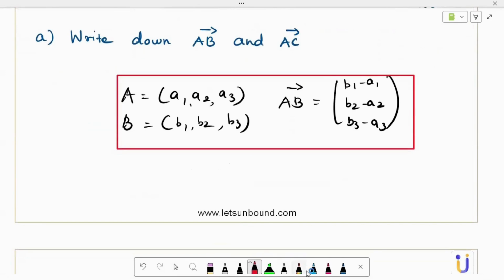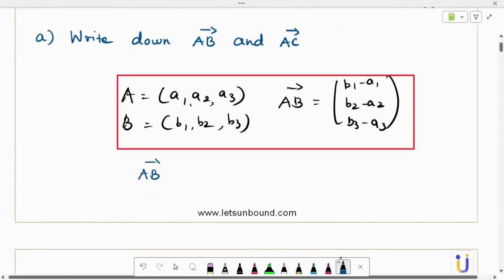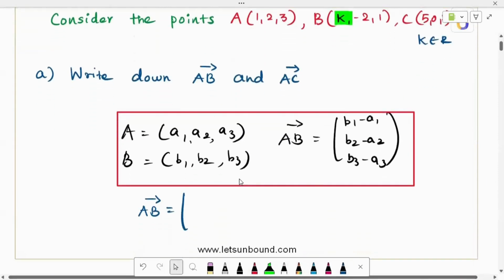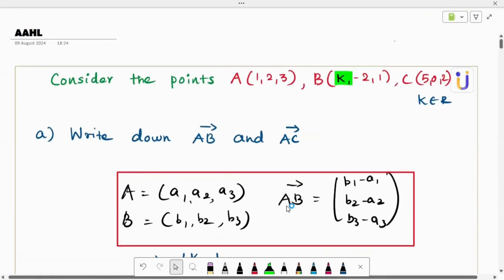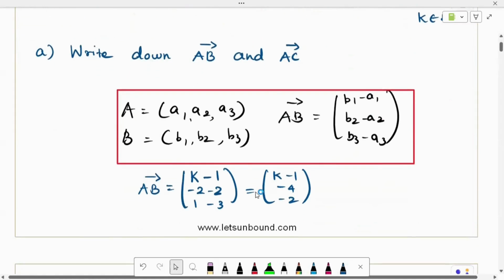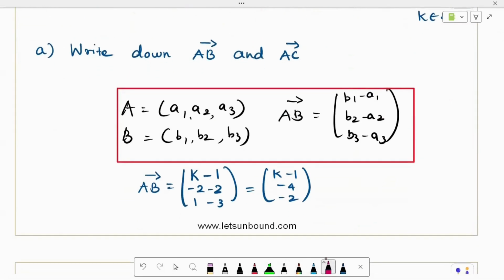We are going to do AB, it's going to be K minus 1. So from B, then minus 1. Then minus 2, minus 2. Then 1 and minus 3. This is AB. Let's simplify. K minus 1, minus 4, minus 2. This is your AB.